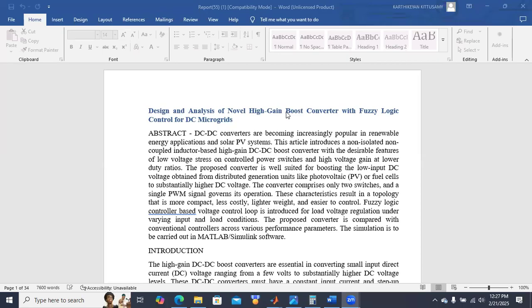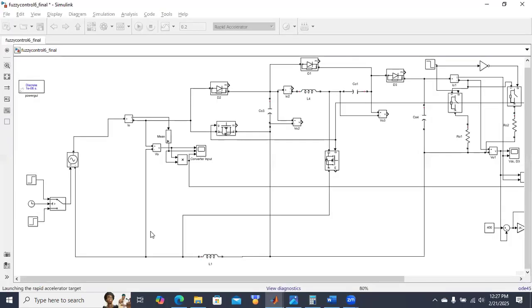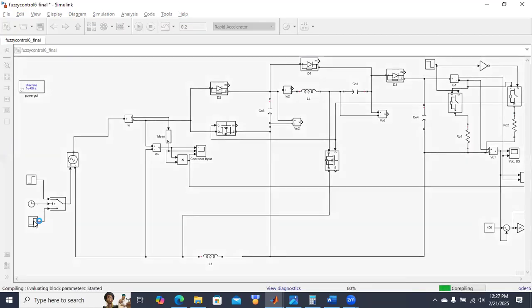This is a high gain boost converter with fuzzy logic controller. Here the input voltage varies from 24 volt to 30 volt. Initially it was 24 volt. After 0.0 seconds it is increased to 26. After 0.125 second it is increased to 28. After 0.16 second it is increased to 30 volt.